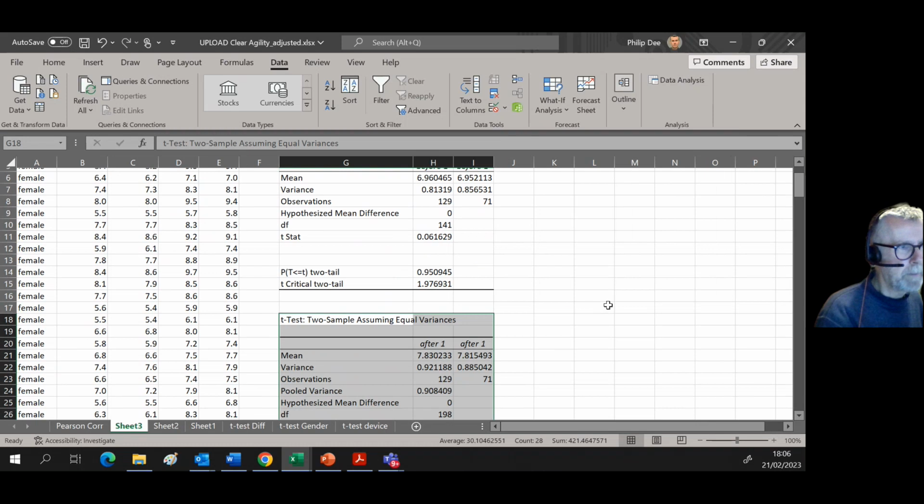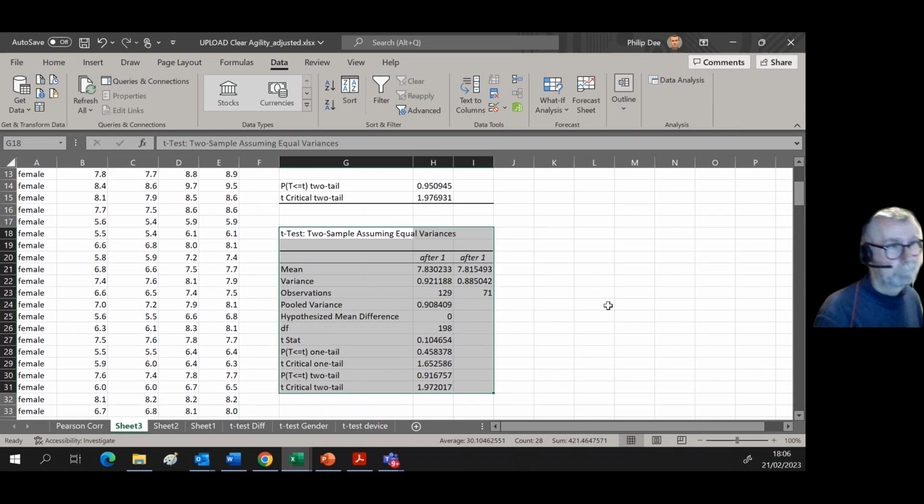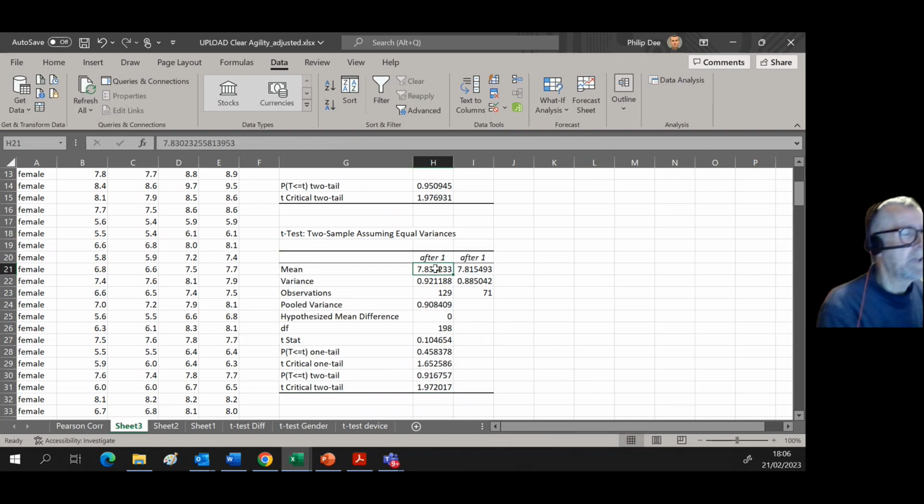I think there's a fair chance there might be a difference. Let's see. No, there isn't. You see, the women after their change, by the way, this is independent of device, their change was 7.83, the men were 7.81. There's a subtle difference between the men and the women. The women seem to have a greater, very small greater, but greater nonetheless, change in their measure of agility.